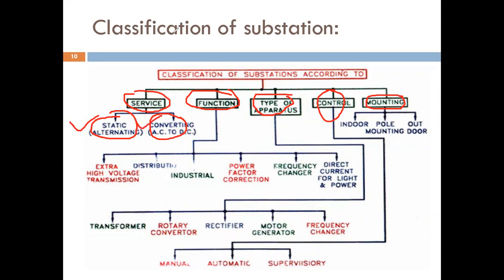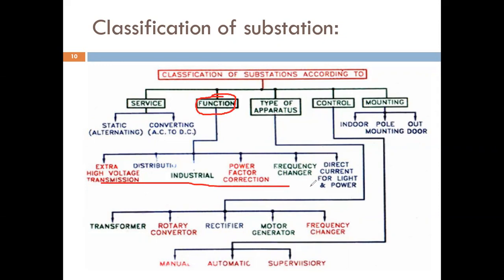Then after, according to the function, there are so many functions. High voltage transmission, that is 400 kV and more. Then distribution of the supply, that means 11 kV or 440 volt. Then industrial supply transmission at 11 kV. Then again some characteristics of the electrical supply, like improving the power factor, changing the frequency, and changing to DC supply transmission. So according to the function, there are 6 main functions.